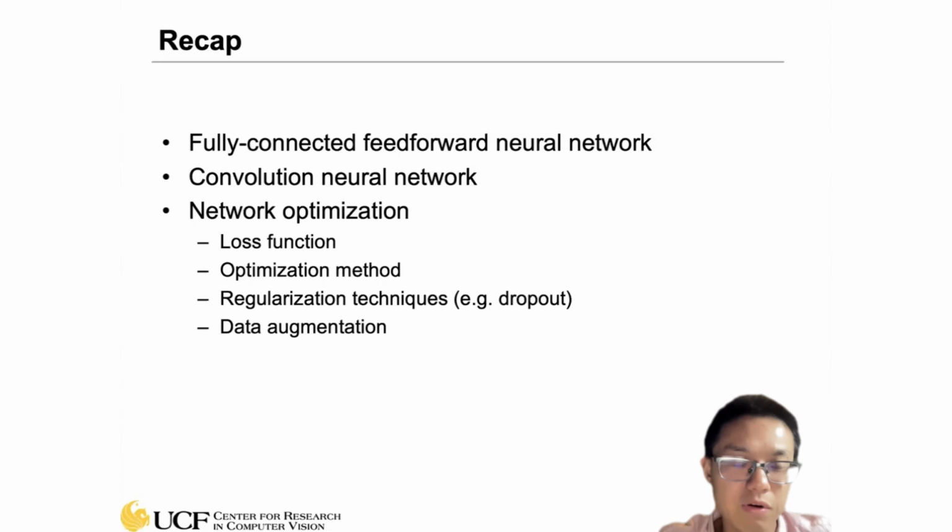So just a quick recap from last week. We discussed fully connected feedforward neural networks. We also talked about convolutional neural networks, which are used a lot in image processing and computer vision. And we specifically talked about some of the components in terms of network optimization, right? How do you specify the loss function, for example, the cross entropy loss, and how you will optimize the network. We can have a training set, and we can specify some optimization method, for example, stochastic gradient descent, and how it works for the optimization.